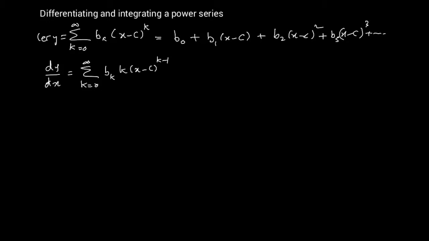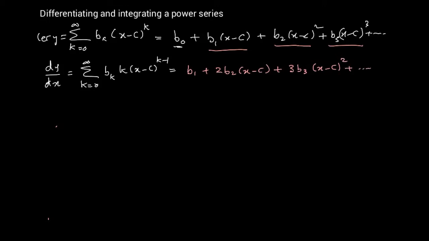Now the other thing you could do is this way. If I differentiate this term, I'm going to get 0. If I differentiate this term, I'm going to get b1. If I differentiate this term, I'm going to get plus 2b2 into x minus c. If I differentiate this term, I'm going to get plus 3b3 into x minus c squared, and so on and so forth. Now let's go back to this formula.